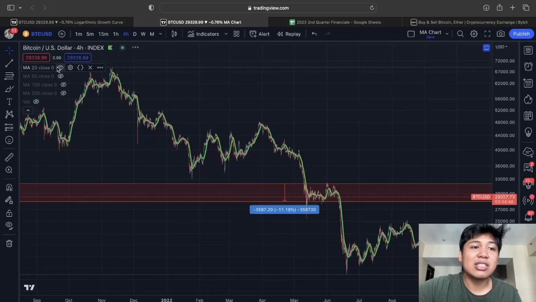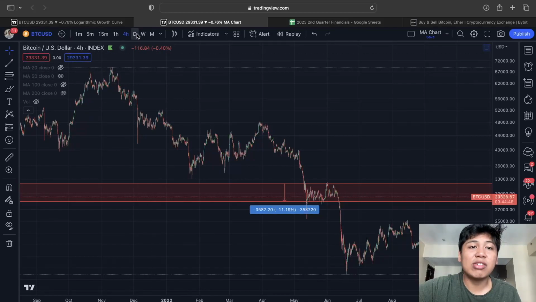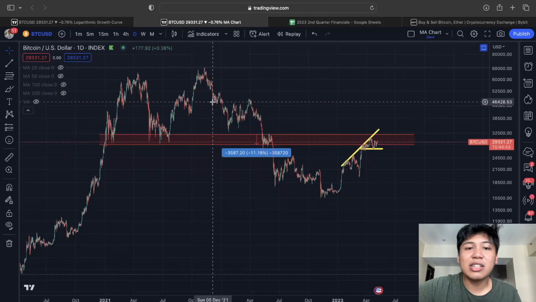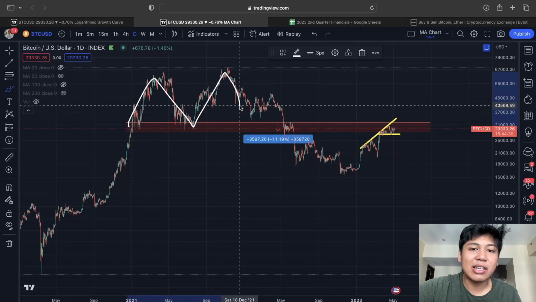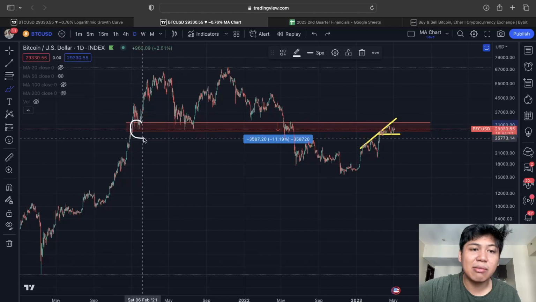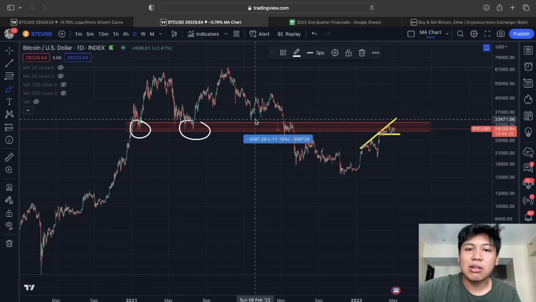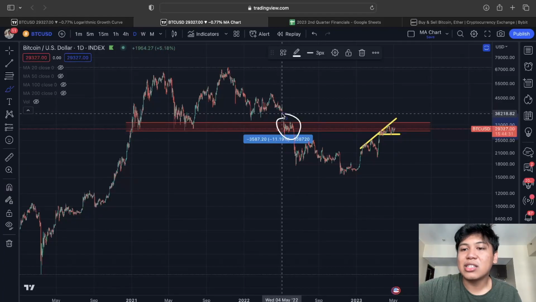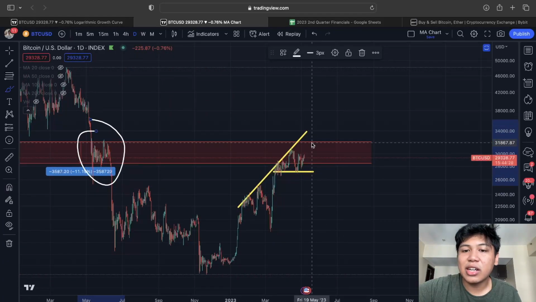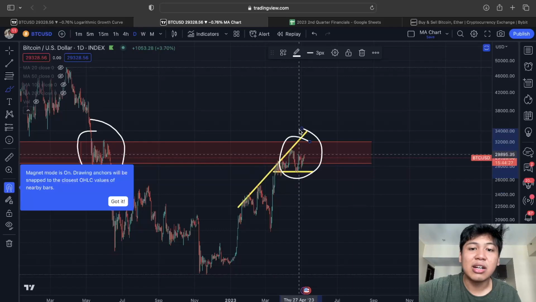Previously, this red area was a support area. As you can see, in a bull market, that acted as a support area where we had a big bounce, and bounce, bounce, bounce. Right now, that is acting as a resistance, and as you can see, Bitcoin is still getting a lot of resistance here in our red area.